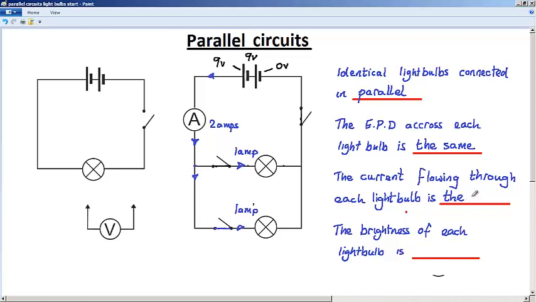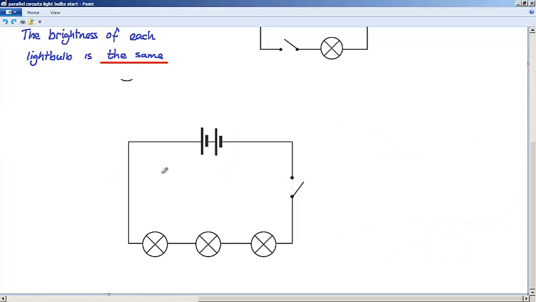And since the electrical potential difference across each light bulb is also the same, then the brightness of each light bulb is the same. So the brightness of the light bulbs is not affected by the number of light bulbs I connect in parallel. I can just keep on connecting one after the other. And that precisely is the type of circuit that is used for the lighting circuit in your house.